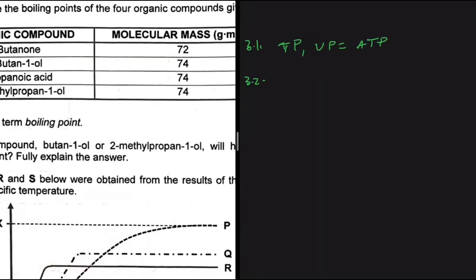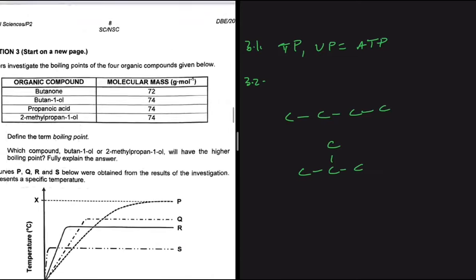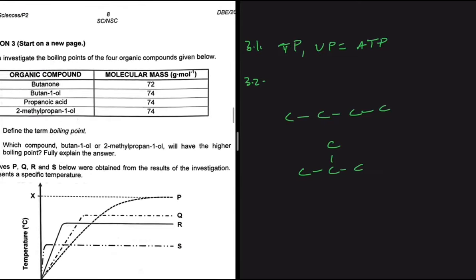So they have the same kind of intermolecular forces, which is hydrogen bonding. But in butan-1-ol, you have 4 carbons in a straight chain. And then in 2-methylpropan-1-ol, you have 3 carbons in a straight chain and you have a branch, right? So that is how they differ. They differ in branching. So in order to answer this question, you have to know the relationship between branching, surface area, intermolecular forces, and consequently boiling point.